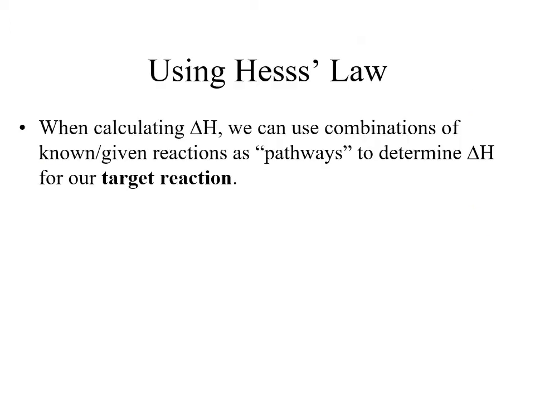Using Hess's Law. When calculating delta H, we can use combinations of known reactions, or reactions that we already know the delta H for. We can add them together to determine the delta H of a target reaction, or essentially a sum of these other reactions to figure out the delta H of an unknown reaction, which we're going to call a target reaction.